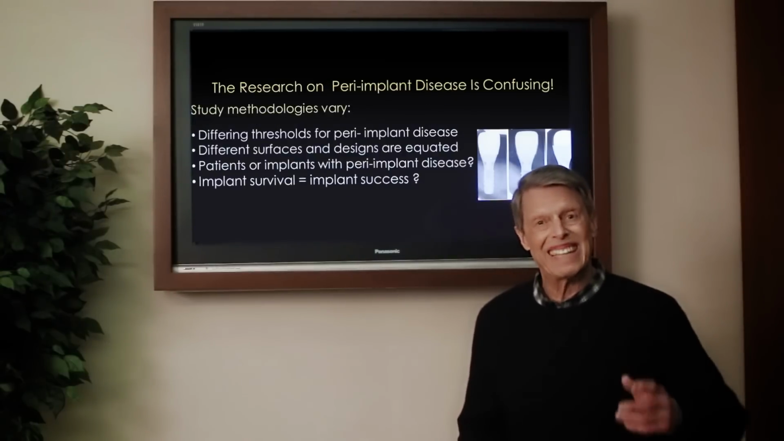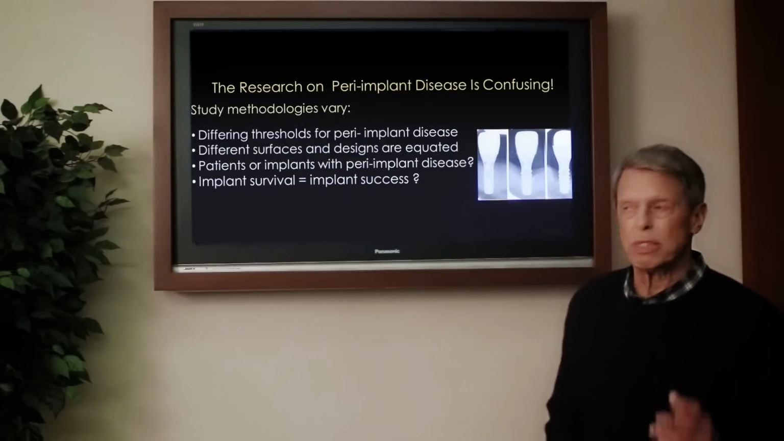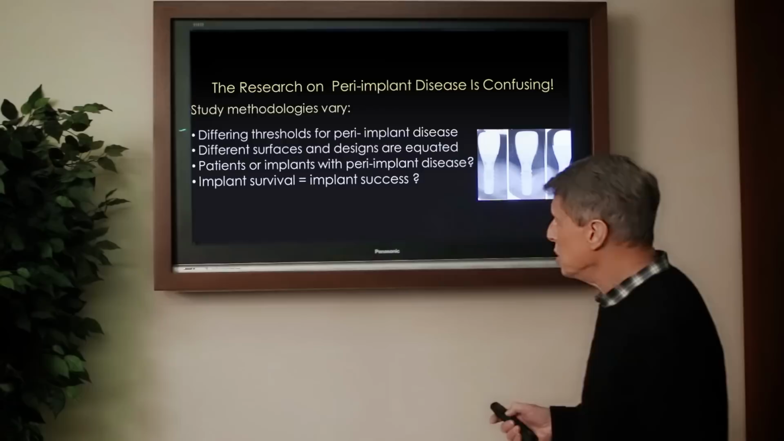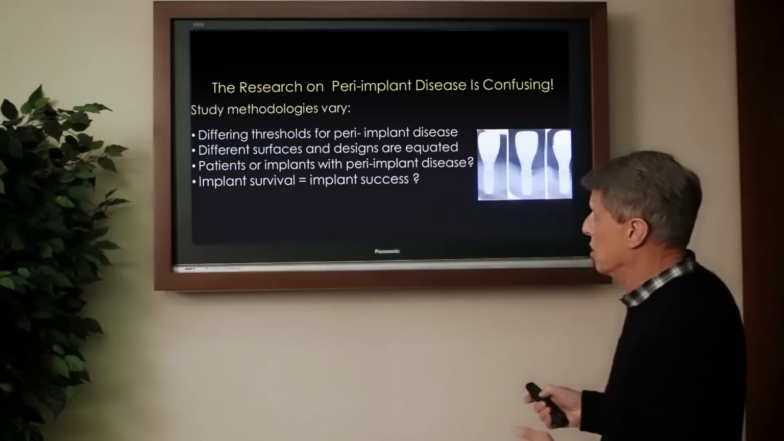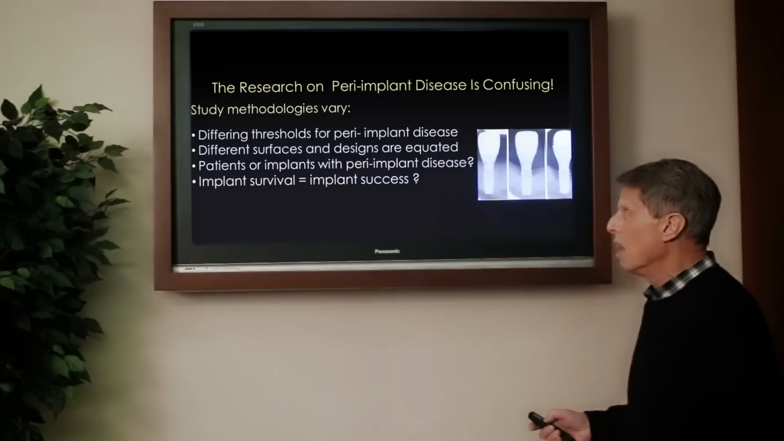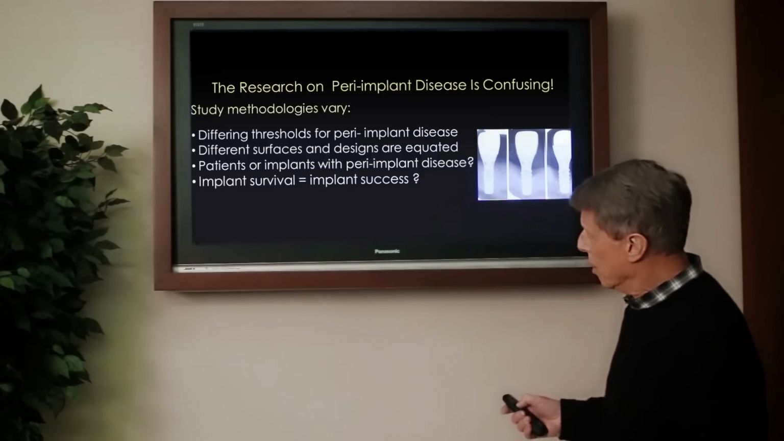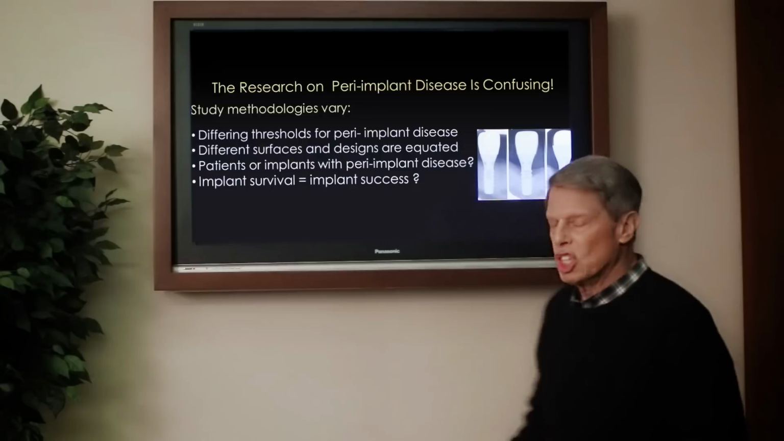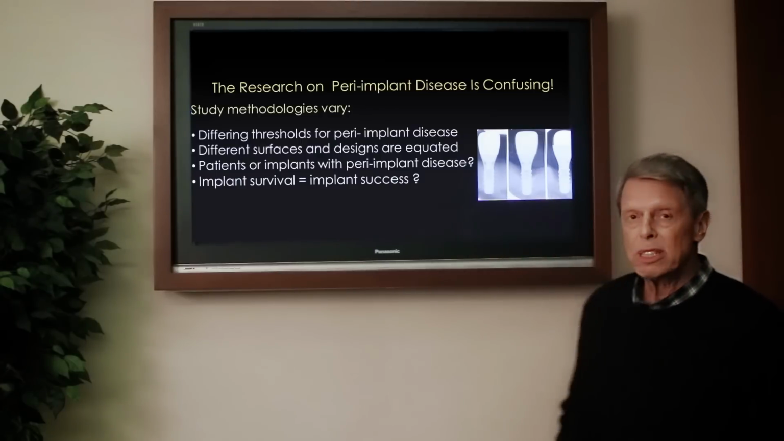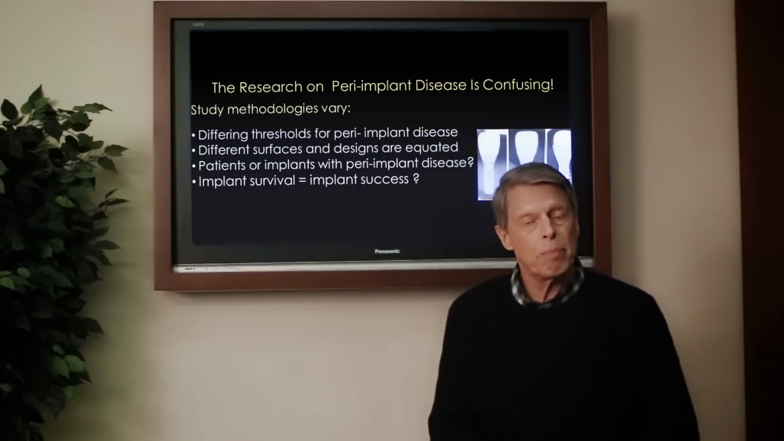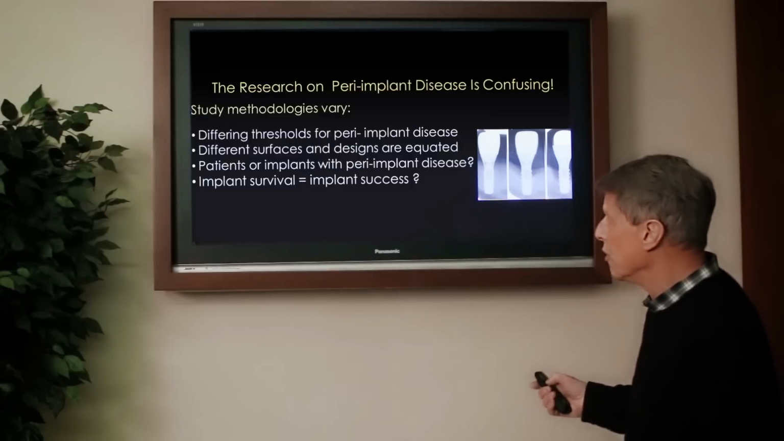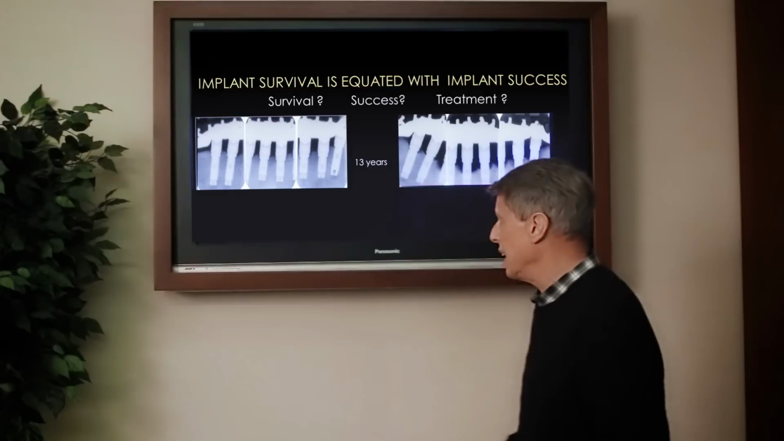The difficulty is that the implant research is very confusing because study methodologies vary. Some studies talk about different thresholds for peri-implant disease. Other studies put together different surfaces and designs and equate them. Some studies look at patients with peri-implant disease, whereas other studies look at implants with peri-implant disease. And finally, some studies look at implant survival and equate it with implant success.